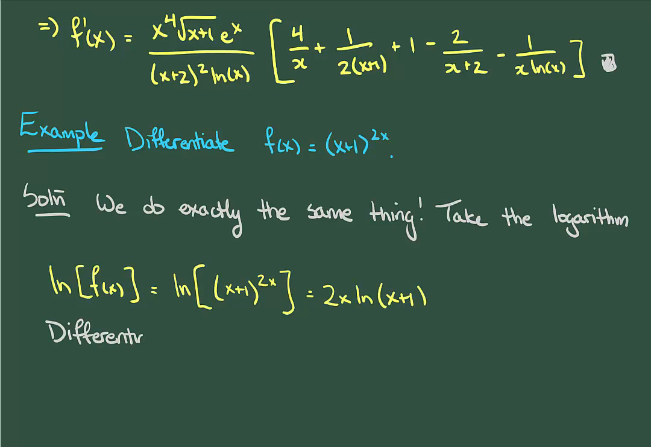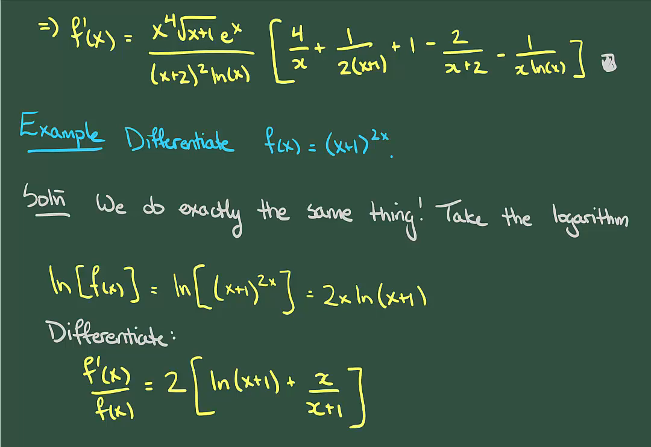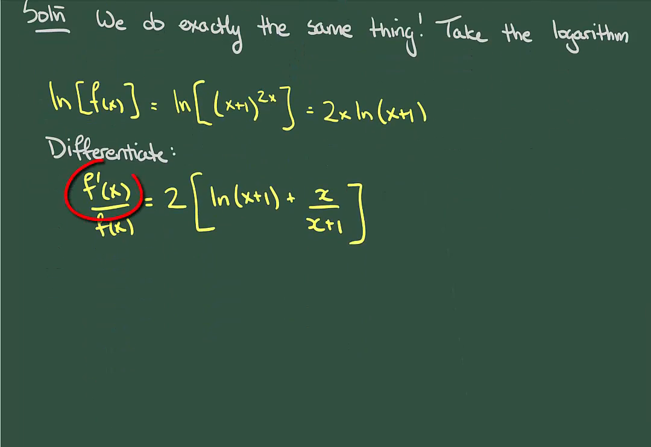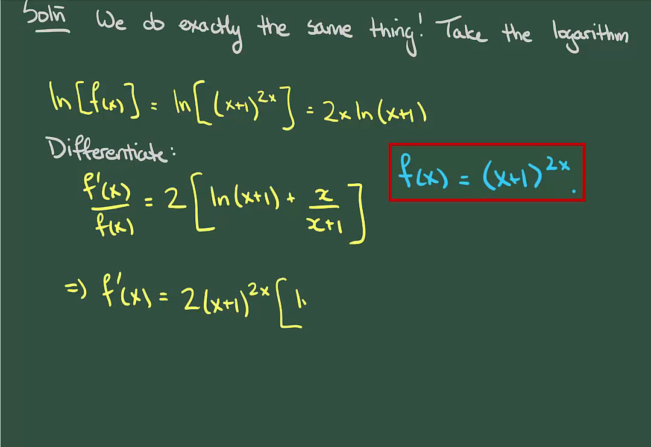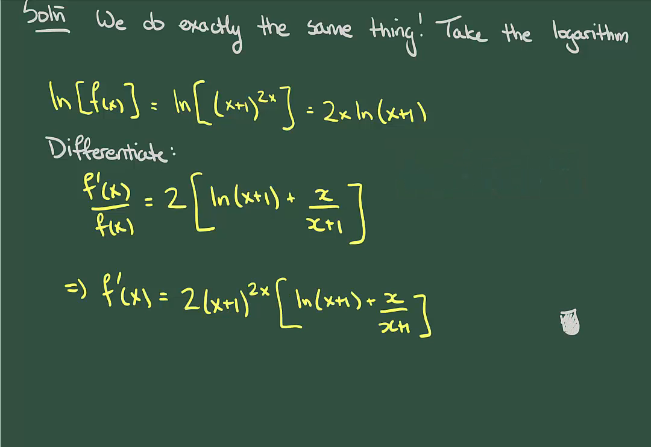Then we differentiate. Again, f prime of x over f of x shows up on the left. On the right, we're going to need to use the product rule, but that's not too bad. And once again, we are solving for f prime of x, and we know what f of x is. So we're just going to multiply that in to get our final answer. So logarithmic differentiation allows us to turn complicated derivatives into simpler calculations, and lets us differentiate exponential functions in the first place.